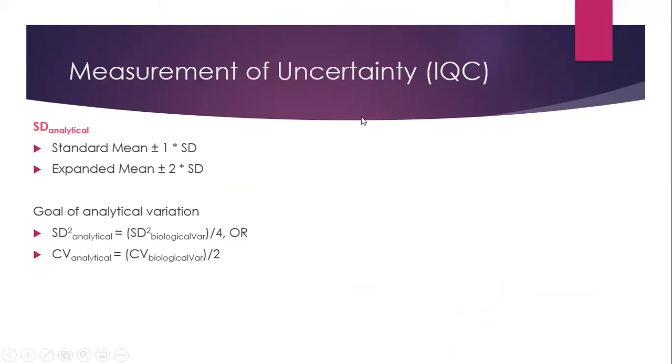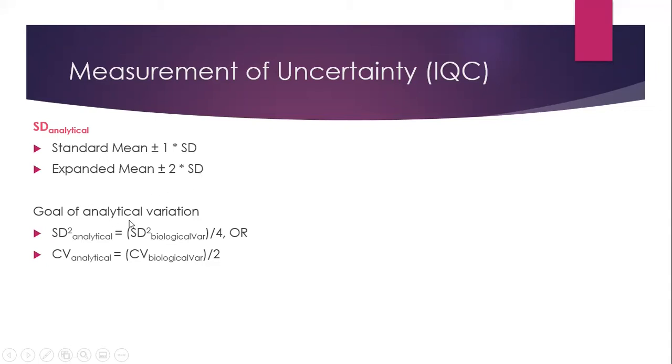What is the measurement of uncertainty for a laboratory? We can estimate measurement of uncertainty using the analytical standard deviation, either by the plus or minus 1 SD limit, which is the standard measurement of uncertainty, or it can be the expanded measure of uncertainty, which is plus or minus 2 standard deviations.